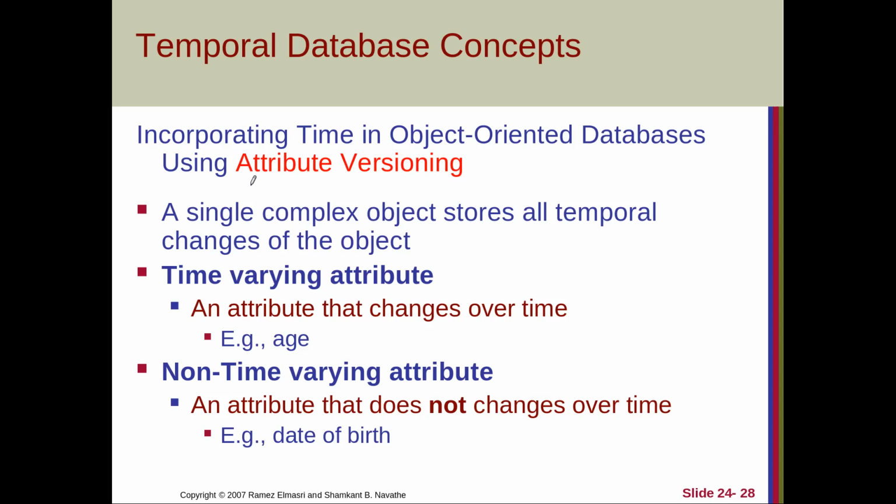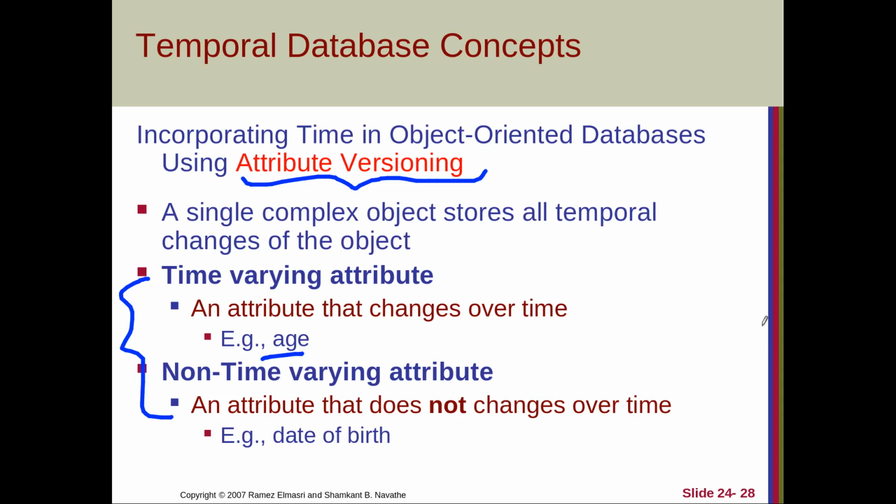It is done by using the attribute versioning concept. In relational databases we are following tuple versioning, but in the case of object-oriented databases we are following attribute versioning. The same attribute will be having different versions. A single complex object stores all temporal changes of the object. So we can have time varying attribute as well as non-time varying attribute. So an example for time varying attribute is age. As time changes, the age will also change. So we'll be having different versions of the age attribute.